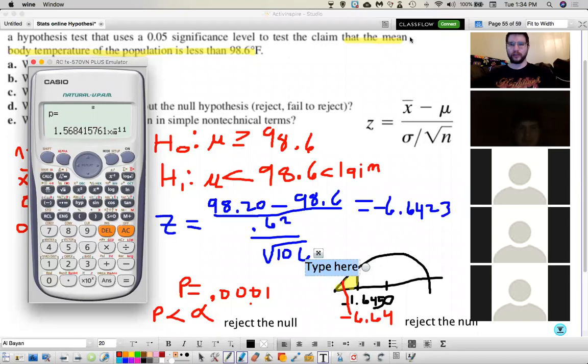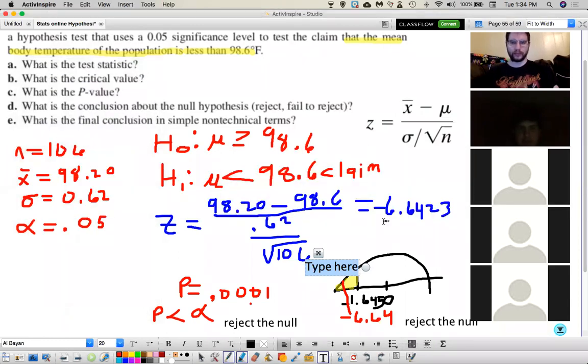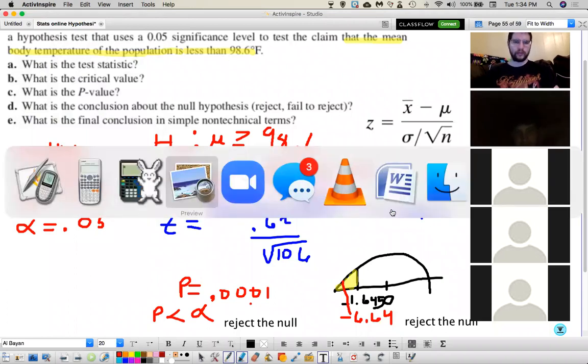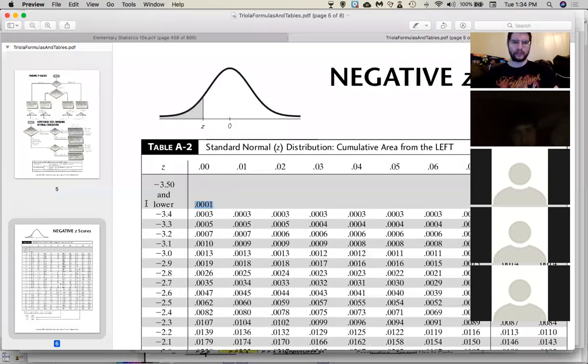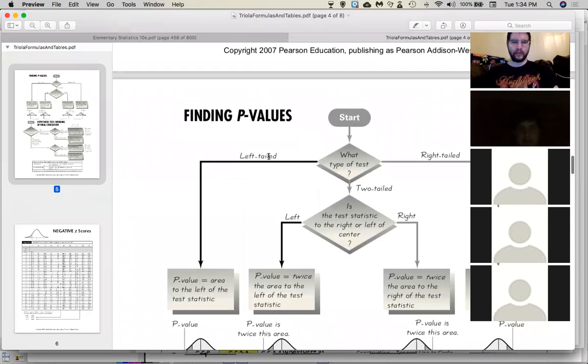Let's see, 2 questions. Yes, can you show how to get the p-value on the chart? I'm so confused on that. You look up the test statistic on the chart. This is the test statistic. This is the chart. Negative 6.64 is less than negative 3.5. So that means it's 0.0001. It's a left tail. So all we need is the area. Is the area to the left or the area to the right?